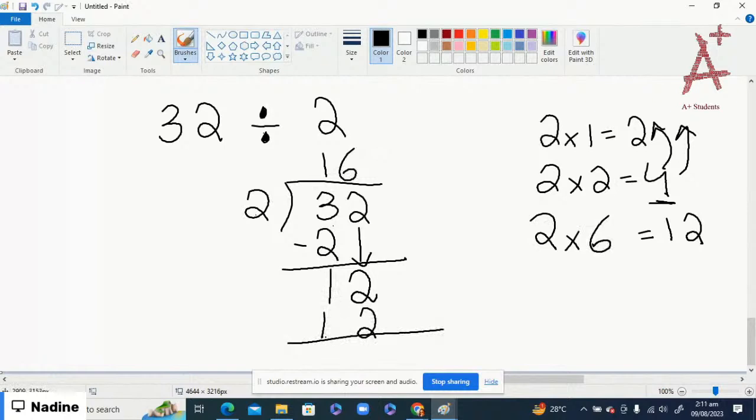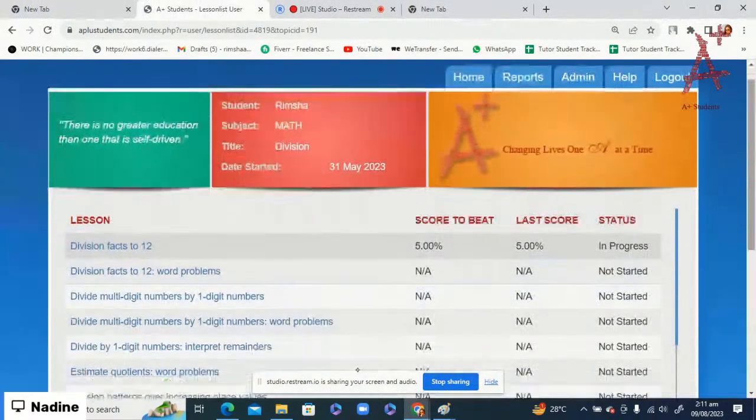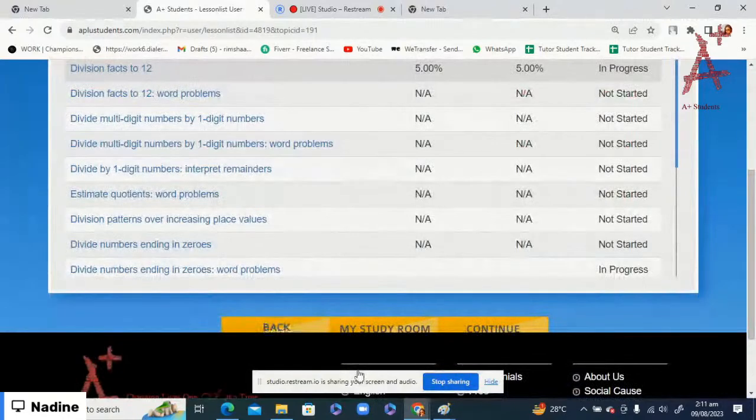Okay, now just the same, subtract it. 2 minus 2 is 0. 1 minus 1 is 0. That's it. And this 16 is your answer. Okay, hope you guys are clear on these things. So you just do the rest of the questions for this lesson by yourself. Okay, let's move to the next.